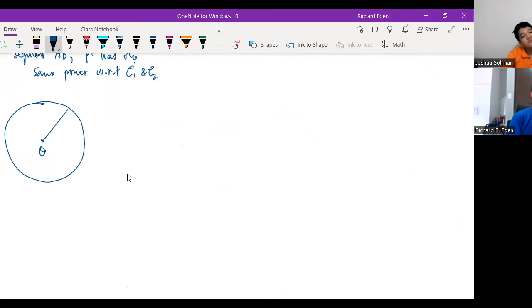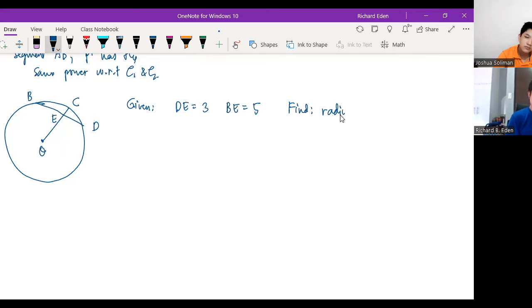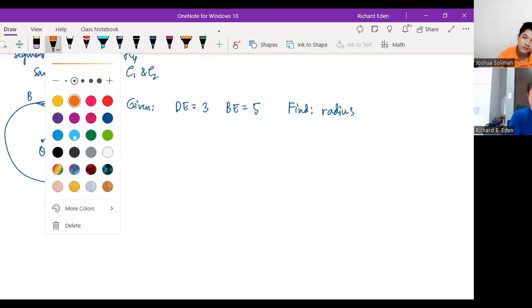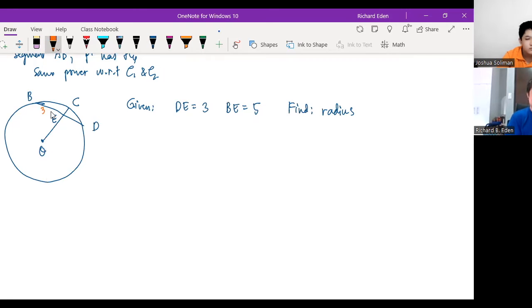Circle O, and then C, and then B, D, and then E. Given DE equals 3, BE equals 5, find the radius of the circle. Does this look familiar? Have I given this last time or in the past few sessions? Also EC equals 1. So five times 3 is equal to EC times EA. Joshua, did I give this before or not yet? Okay, cool.